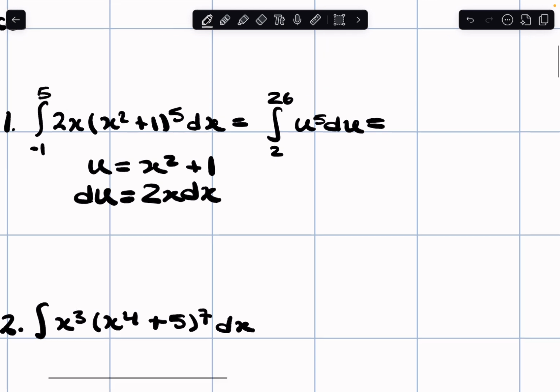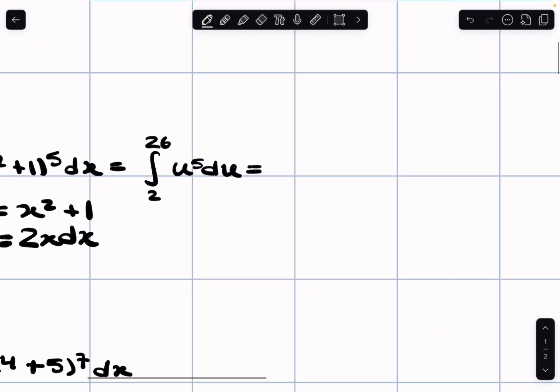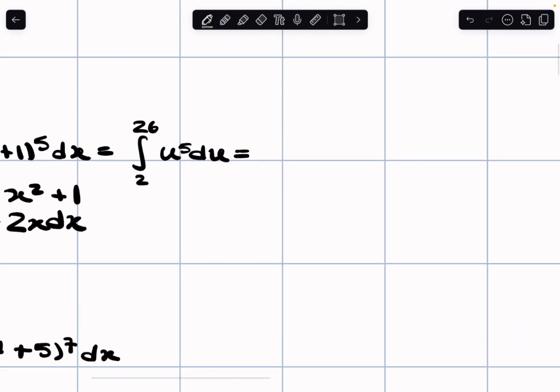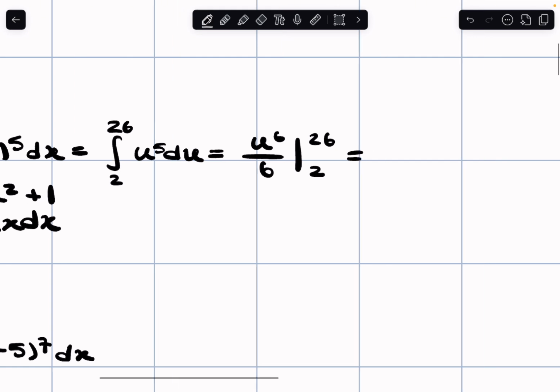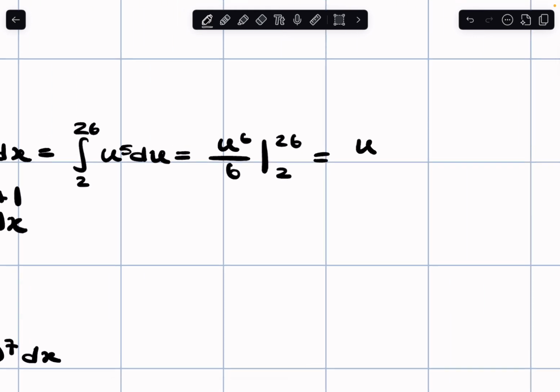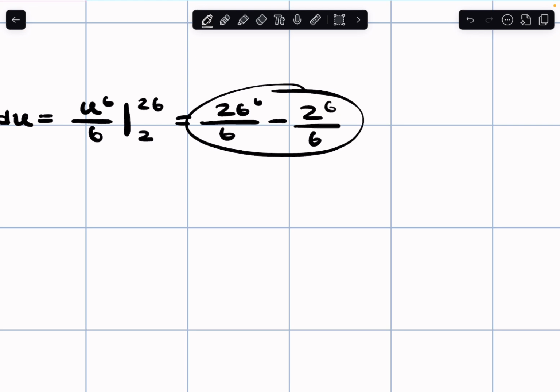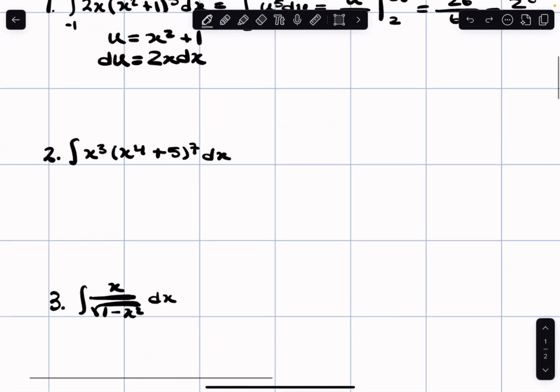Now, as we learned last week, this is just going to be the reverse power rule. So it's going to be u to the 6th divided by 6, from 2 to 26. Then we'll have 26 to the 6th over 6 minus 2 to the 6th over 6. We have 26 to the 6th. That's going to take a little while, so we'll move on.